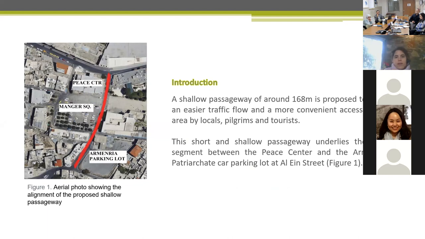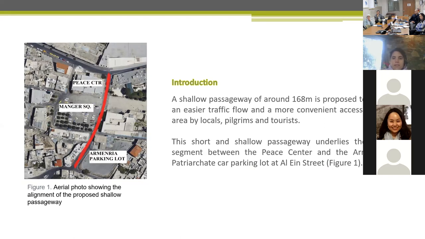So the shallow passageway was proposed, which is around 168 meters, to allow an easier traffic flow and a more convenient access to the area by locals, pilgrims, and tourists. It underlies the road segment between the Peace Center and the Armenian Patriarch car parking lot at Al Ain Street.